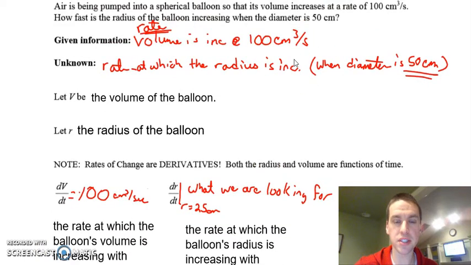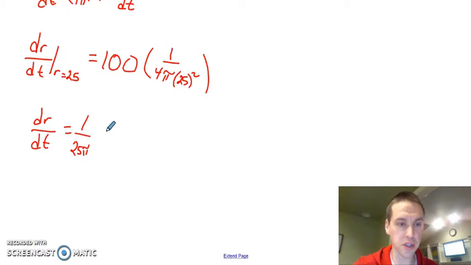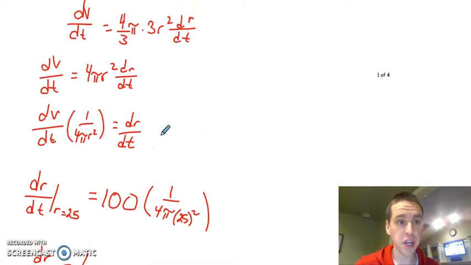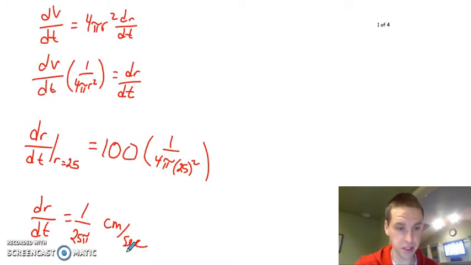Centimeters per second. We know how it's measured versus what the time units are. And done. So that's one way to do it. The other way to do it, this is our final answer.